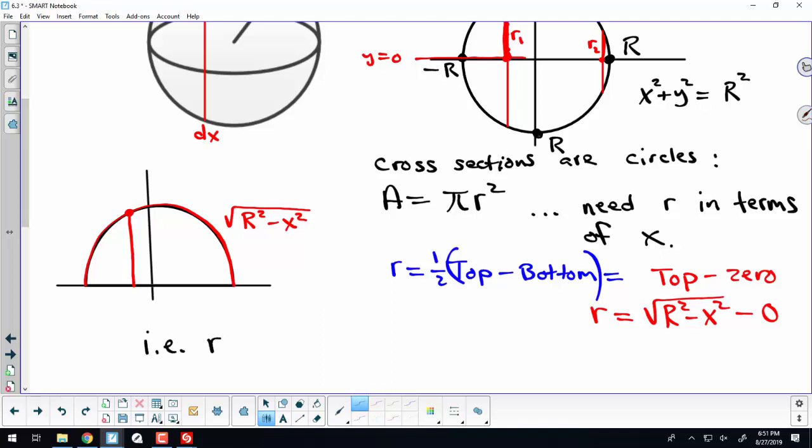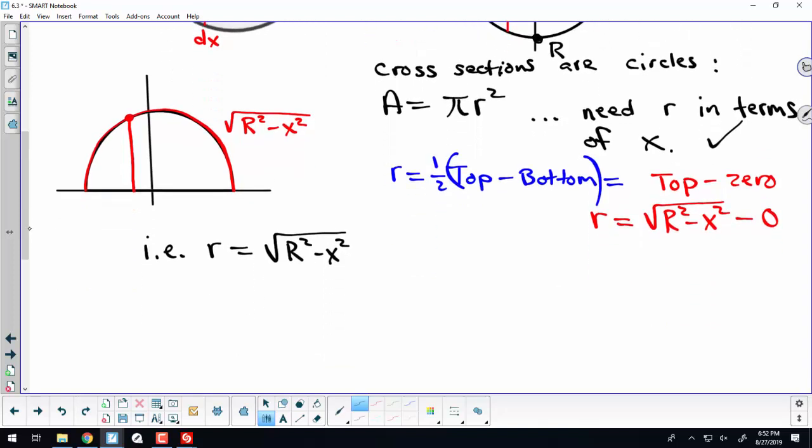That is each radius: the square root of capital R squared minus x squared. So now we have r in terms of x, and we're ready to work back with the area of the cross-section function. Thus, the area function of x is pi times r, which was this, squared.